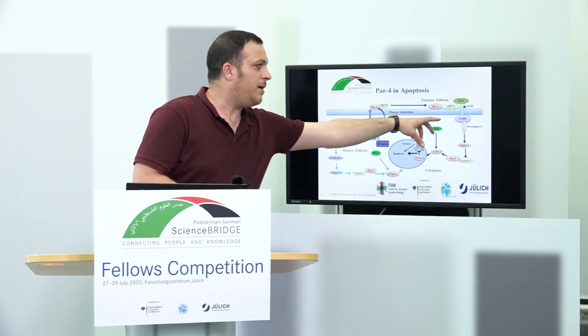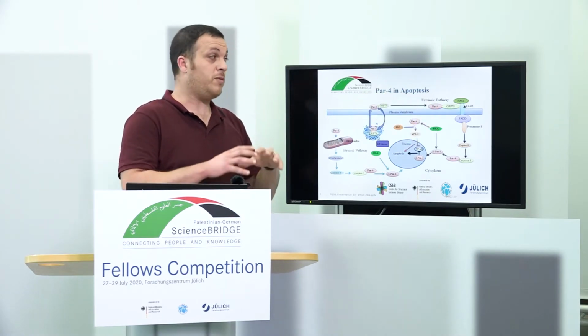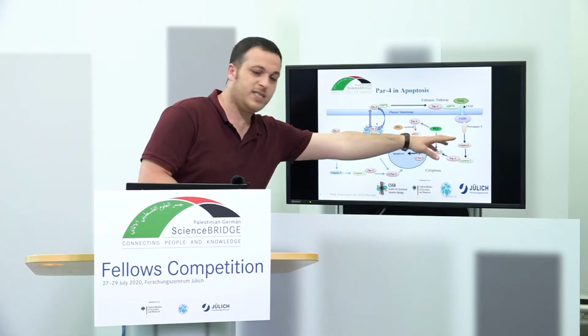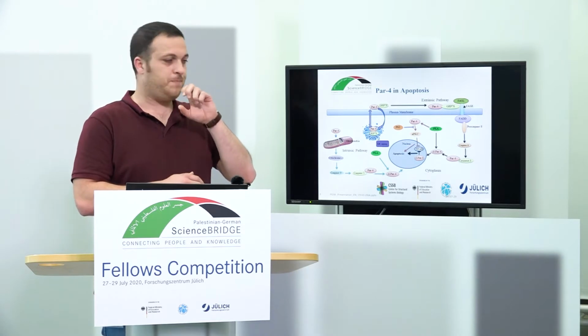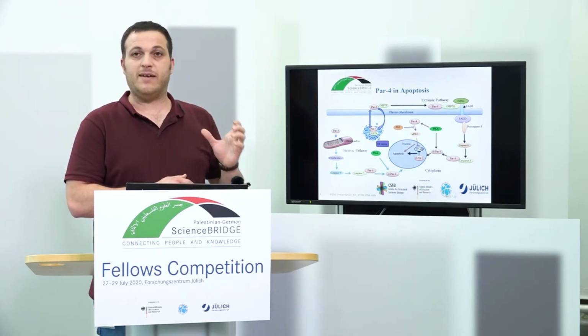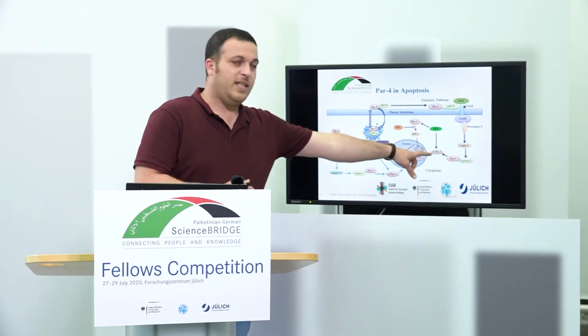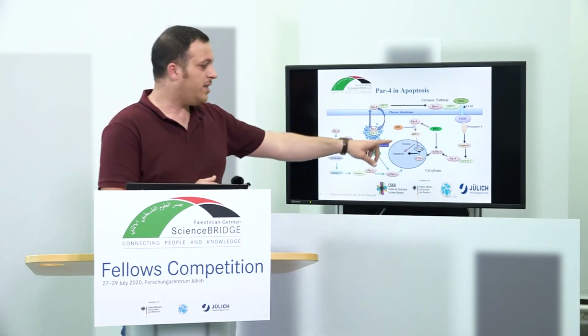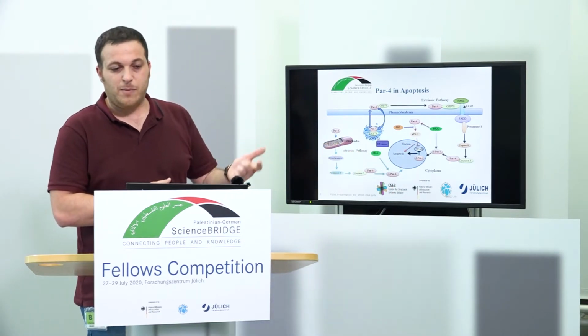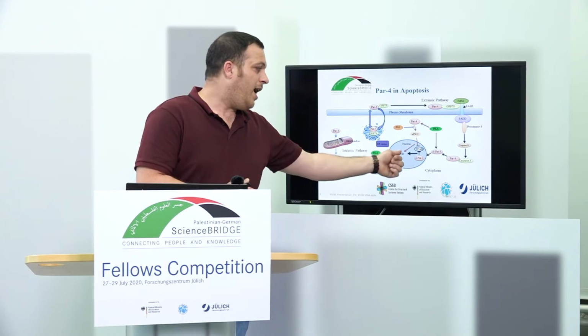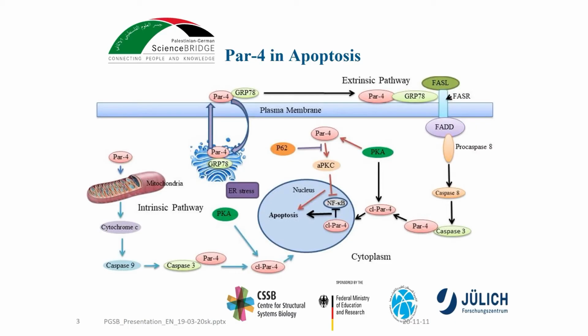This dimer, the FADD protein will join them and they form a trimer. This will activate procaspase 8, and then procaspase 8 will activate caspase 3, and caspase 3 will cleave Par-4 into a segment we call cleaved Par-4. And this cleaved Par-4, upon phosphorylation by protein kinase A, will be able to translocate to the nucleus and inhibit nuclear factor kappa B and induce apoptosis. So this is the extrinsic pathway, which is the most well-characterized mode.